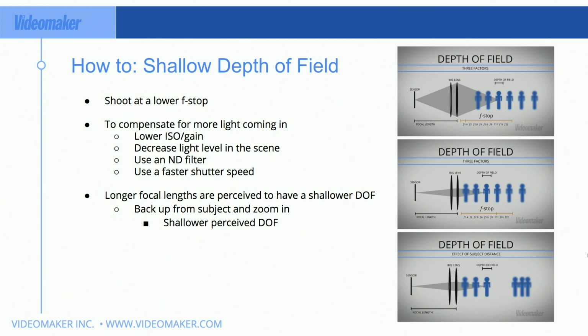So what you're going to have is more light. So what do you got to do to compensate for all that light? Now, you can lower your ISO, but maybe you're at ISO 100. So what do I do there? Okay, well, I can just decrease the light level in the scene. So I'm in a studio right now. All my lights are dimmable, so I could lower the amount of light, so that would work as well.